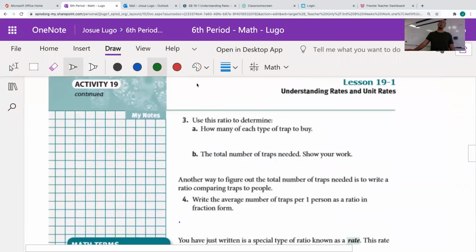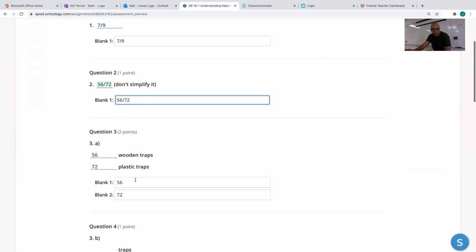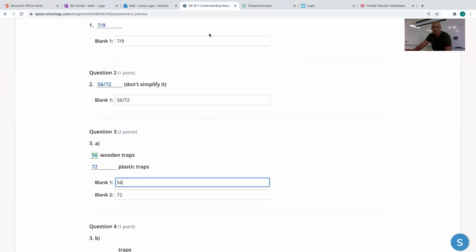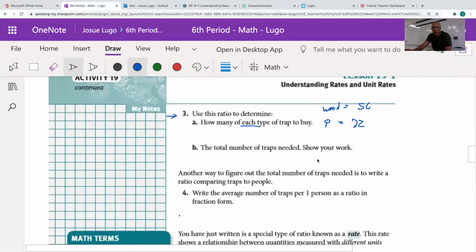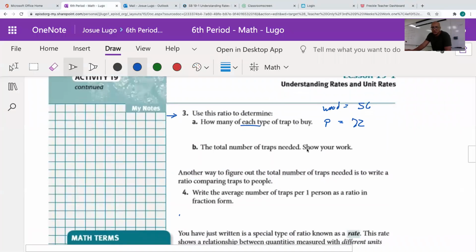All right, let's go to number 3, which we technically already answered, A at least. It says, how many of each type are we buying? Well, the wooden ones, we know that's 56. And the plastic ones, we know that that's 72. So on Schoology, just be careful the way you submit that. 56 wooden ones and 72 plastic ones. That's pretty obvious. Here's the thing though.